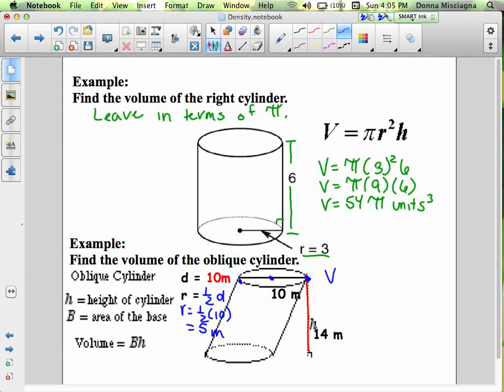So for the volume, we have pi times the radius, which is 5, squared. And then right here is the height of the prism, 14. So we'll square, so that's pi times 25 times 14. And so that would be 350 pi meters, because 10 times 25 would be 250, and then plus 4 times 25 is 100. Yep, 350 pi meters. And don't forget, that's cubed.